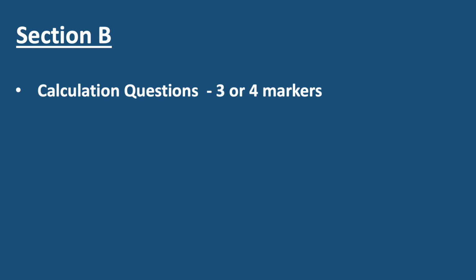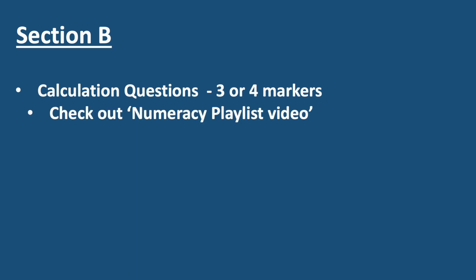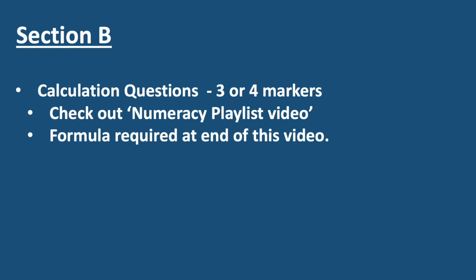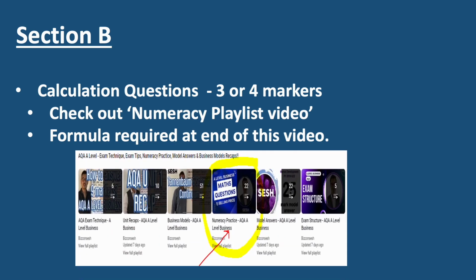Section B, calculation questions, so you're likely to have 3 or 4 markers, or maybe one of both. More practice on that, check out the numeracy playlist video, and as I said earlier on, the formulas required will be at the end of this video. And if you don't know where to find the numeracy playlist video, go to the section of BizCon Sesh that says AQA A-Level Exam Technique, Tips, Numeracy Practice, and then click on Numeracy Practice. You can see there in the yellow.